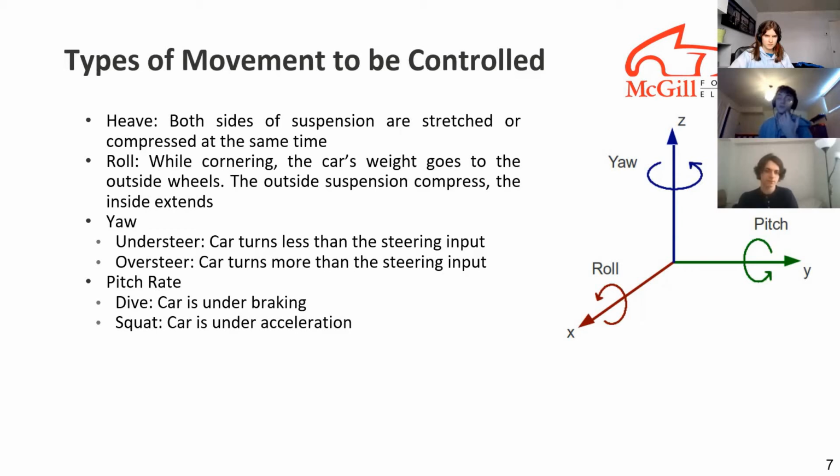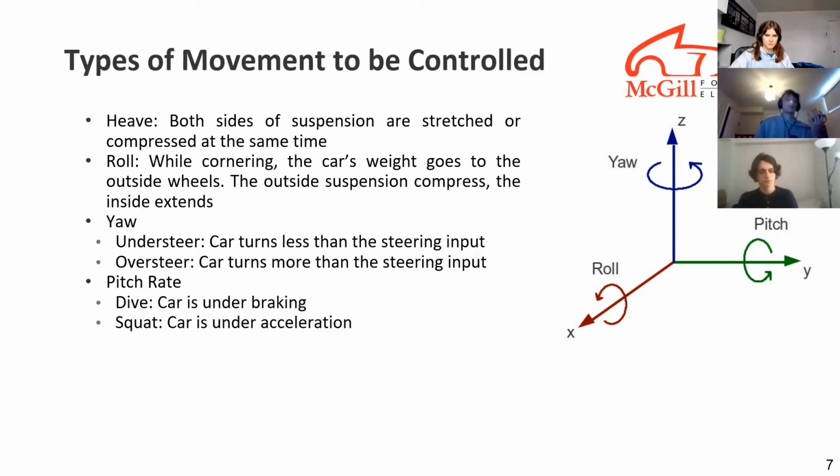There's also yaw, which causes understeer. This is when the car turns less than what you are inputting. And there's oversteer, which is the opposite, or when the car turns more than what you actually want it to turn. Finally, there's also the pitch rate to control.